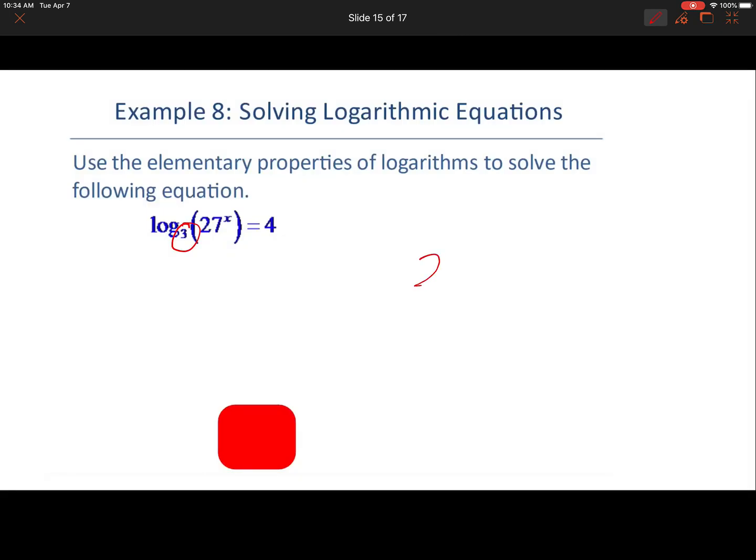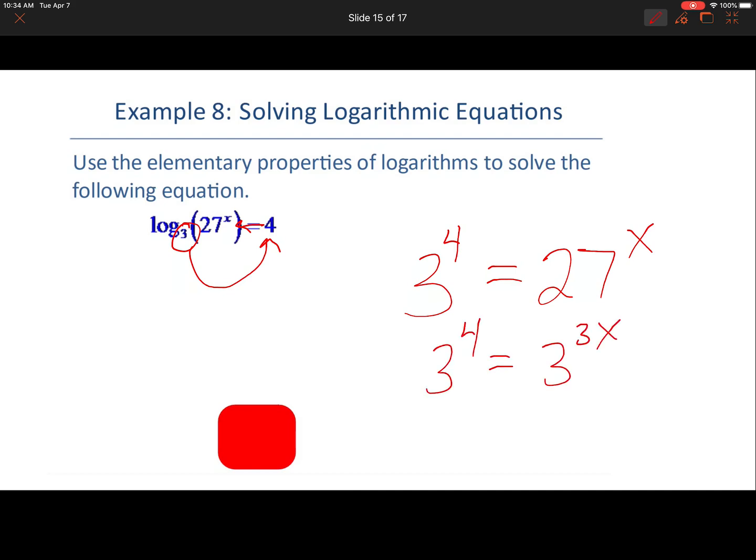And so I'm going to grab my base, 3. I'm going to go around the tree, which is the equal sign. 4 attaches itself as my exponent. And then when I stare through the rabbit hole, I see 27 to the x kind of thing. So I'll go ahead and create an exponential now. My bases are the same. They drop. And I can now solve for x, which is 4/3. Okay, and that would be my answer for this one.